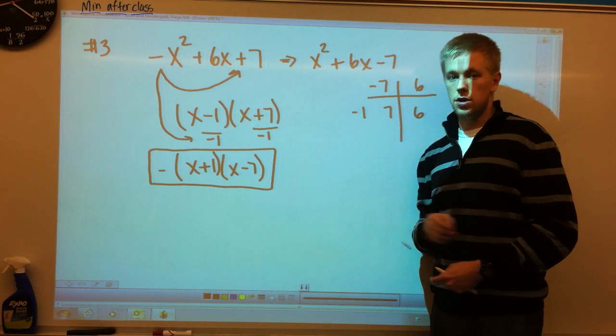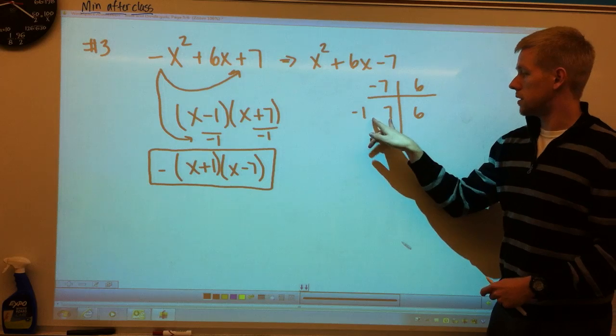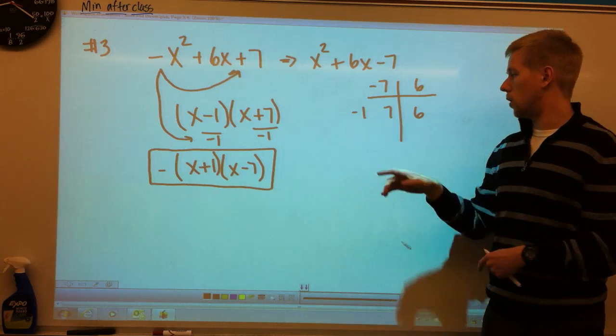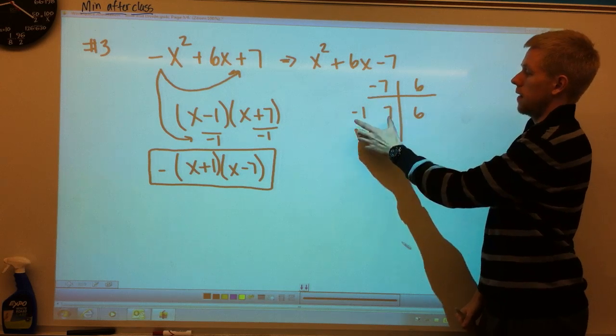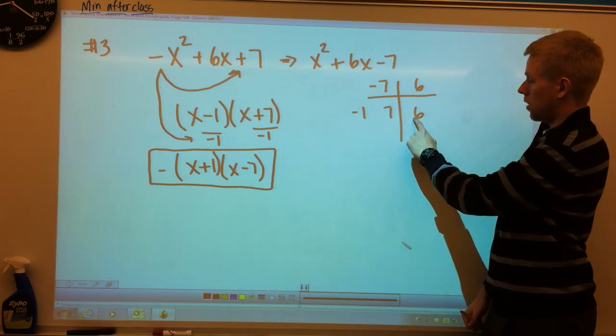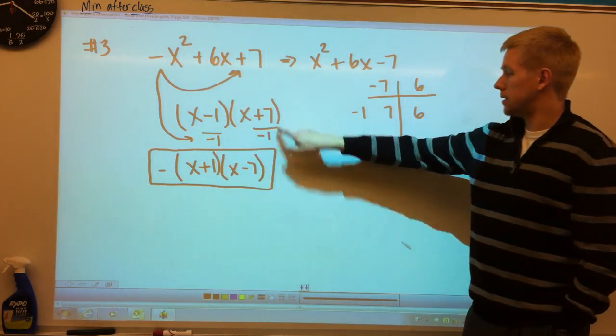Then I can simply do the t-chart from here. -7 is on the left, 6 is on the right. List your multiples of 7. 7's prime, so you just go ahead and write 1 and 7. And then I realized I need a +6. This was negative, so I need a -1 here to add across to get 6. So I'll write my answers, x minus 1, x plus 7.